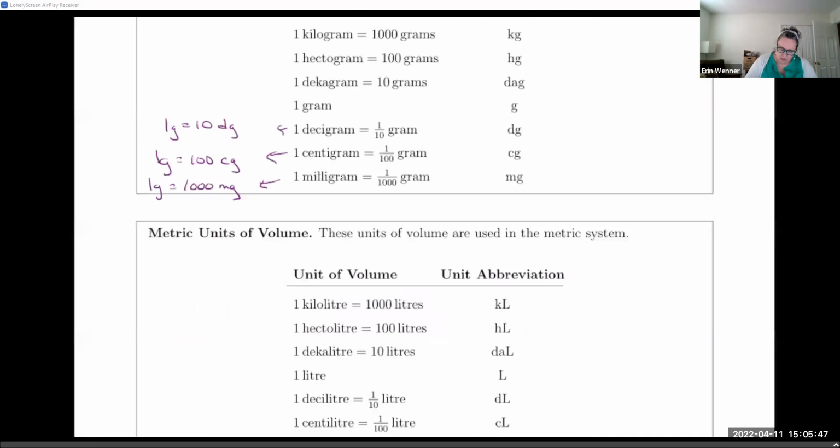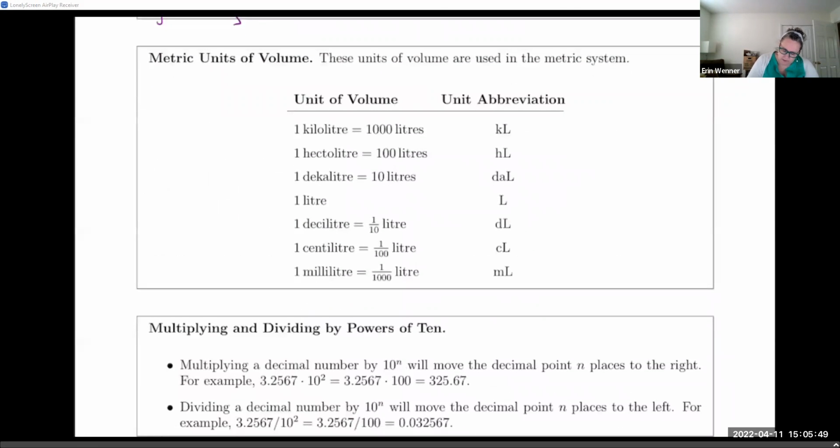And then, like I said, we've got units of volume with liters. Kiloliter is 1,000 liters. Hectoliter is 100 liters. Decaliter is 10. And then we've got our fractions. So 1 liter is equal to 10 deciliters. 1 liter is equal to 100 centiliters. And 1 liter is equal to 1,000 milliliters.